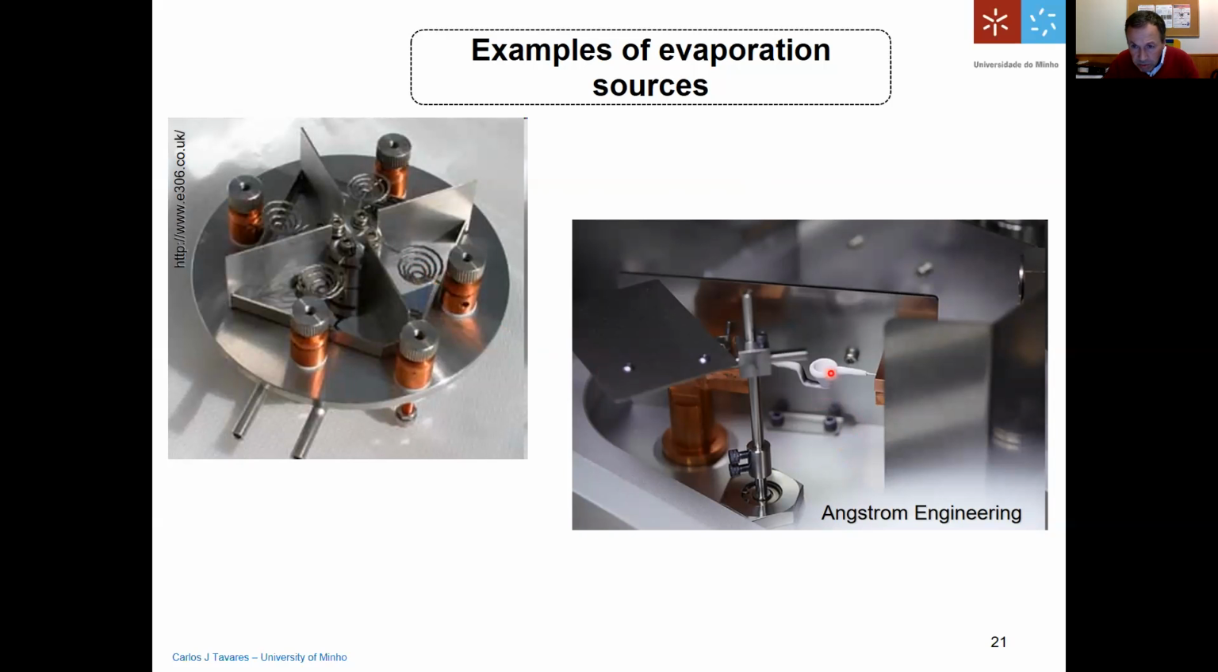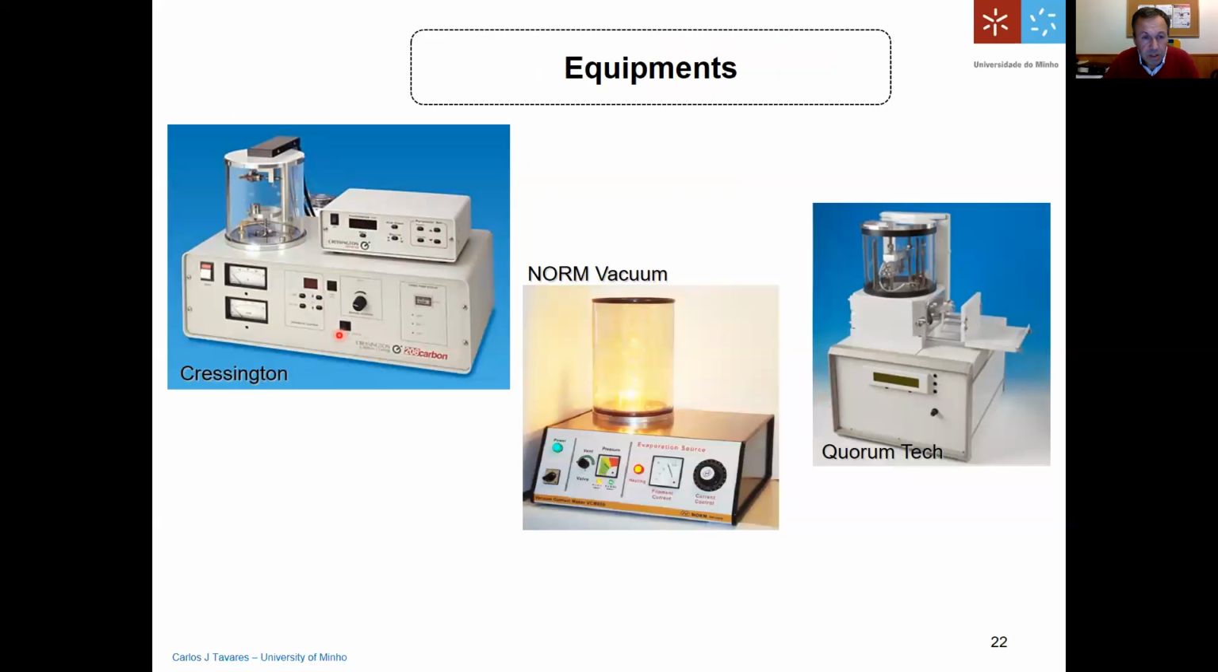And this is another example of an evaporation source, which looks like this. And these are some systems that you can use to make evaporation from different makers. We have a similar system here at our university, at the Department of Physics. I remember that I was in Fayoum in Egypt 3 years ago, and they installed a system which is very similar to this one. And I actually helped them choose the equipment.